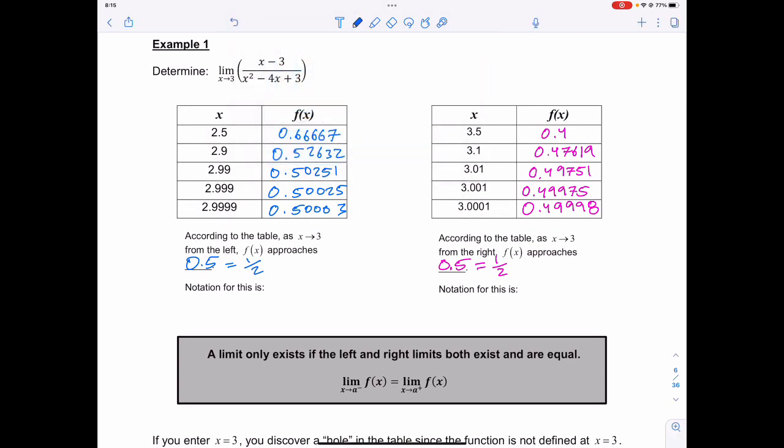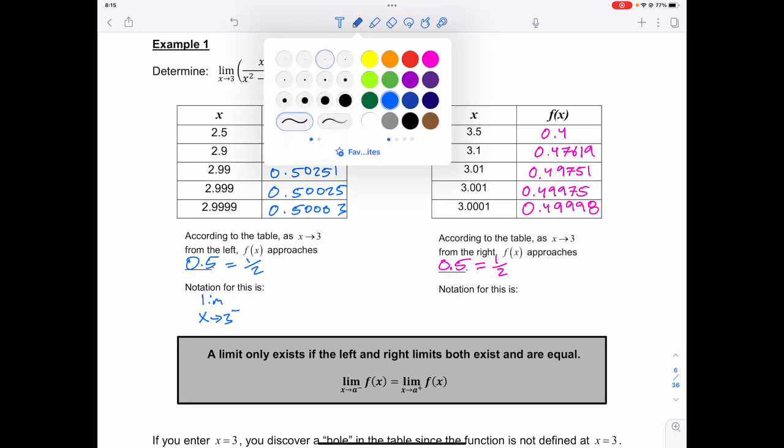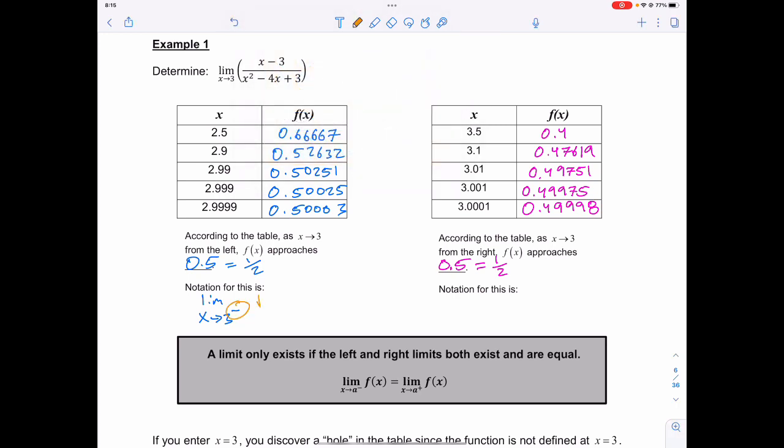Now the notation for when we're approaching from the left is we'd state that the limit as x approaches 3 from the negative side, or from the left. The other case would be the limit as x approaches 3 from the positive side, or from the right.